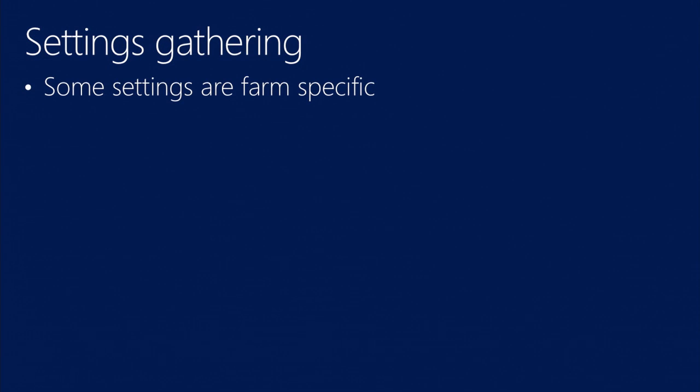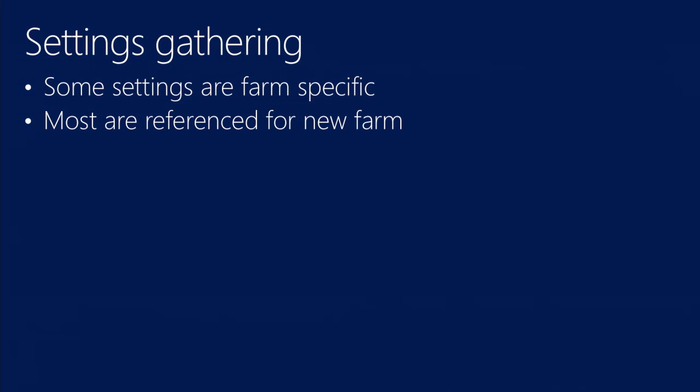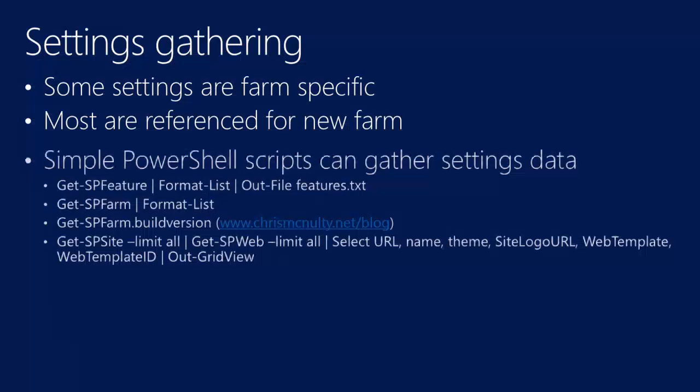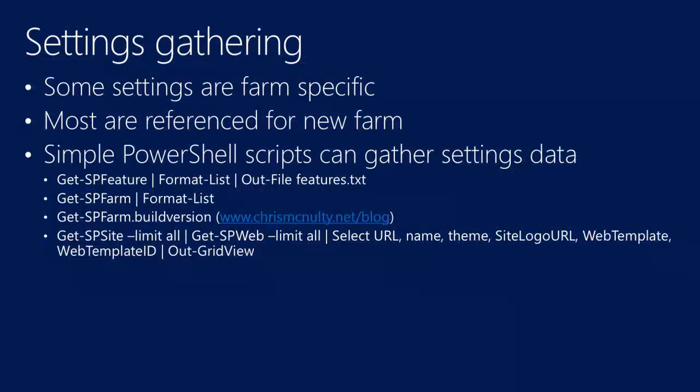Now, some of the things that you see in a current farm are specific to that farm, but a lot of those things you're going to need to reference when you build out the new environment. There are lots of ways to go get them. In a moment, we're going to walk through using PowerShell for some of that. So you can use PowerShell to pull up a wealth of information and push it out to text files, to CSV, to graphic elements, to figure out what you have in your environment. And we'll walk through these cases.